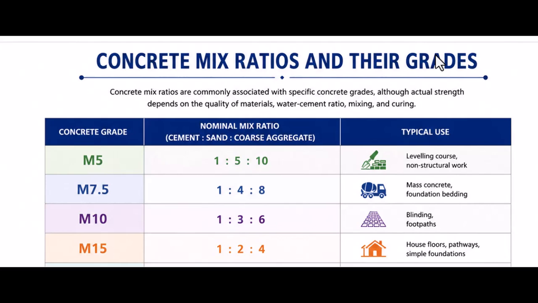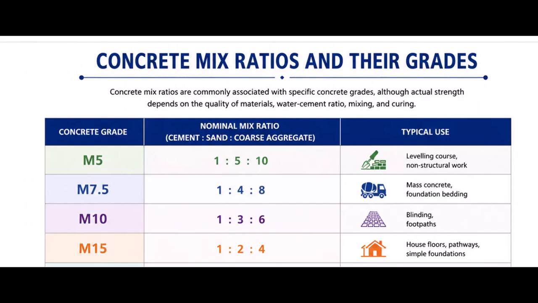Now for concrete grade M5, the nominal mix ratio is 1:5:10, and the typical use is leveling course and non-structural work. For M7.5, the nominal mix ratio is 1:4:8, and the typical use is for mass concrete and foundation bedding.